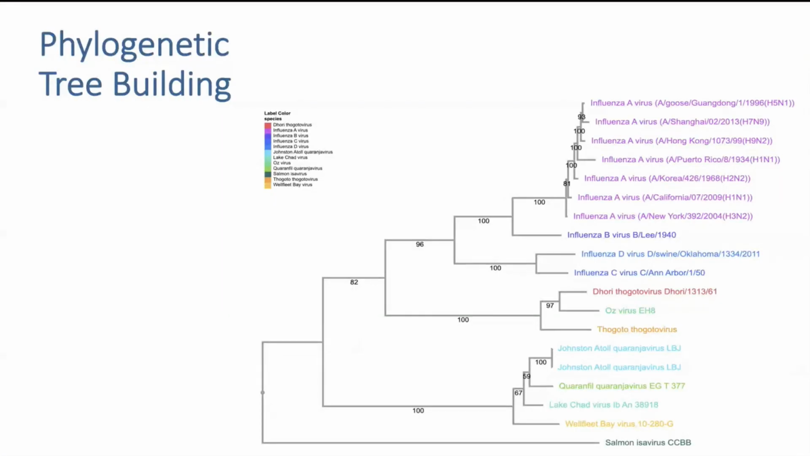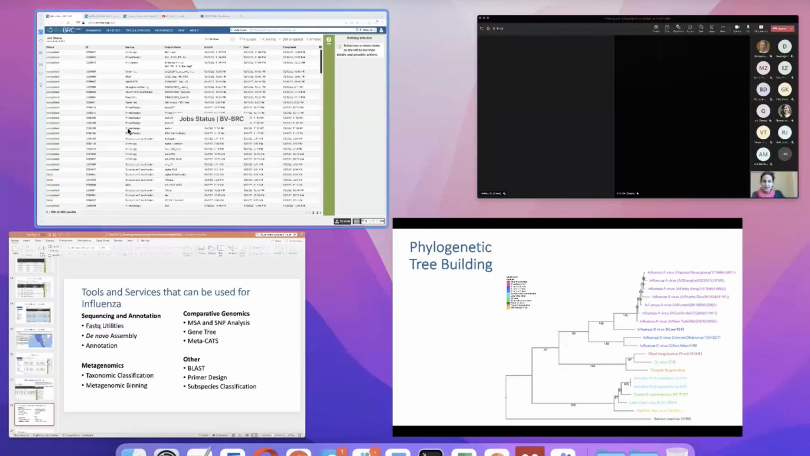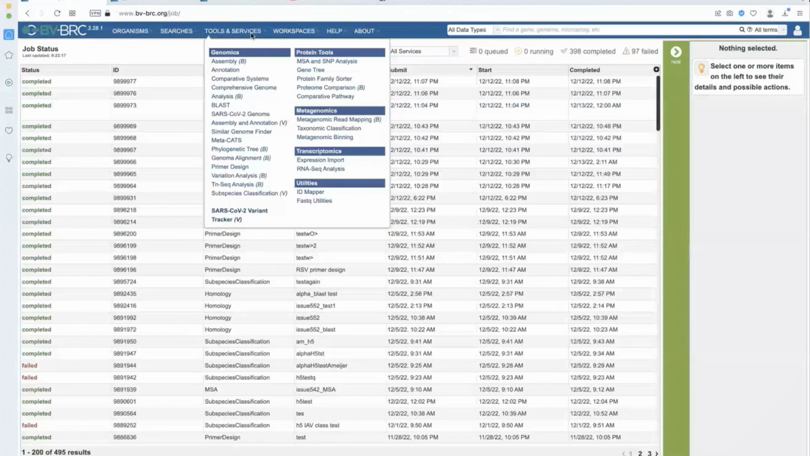Right. So, phylogenetic tree building. This is something that can be found by going to the tools and services and clicking on Gene Tree. There is another service called Phylogenetic Tree over here. But this is just for bacteria. As you can see, it has a B next to it. Services that generally apply just to bacteria have a B next to them. Services that are specific for viruses have a V next to them. But if you'd like to use our tree builder, you can click on Gene Tree.